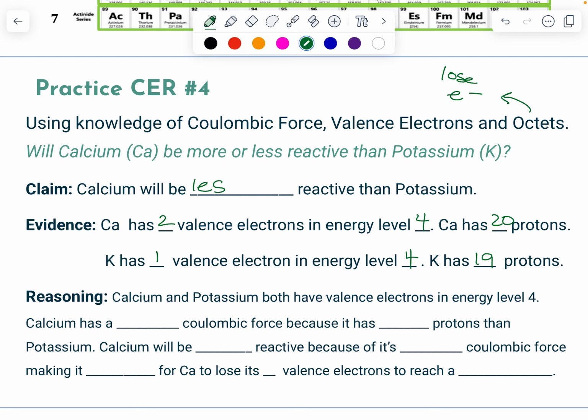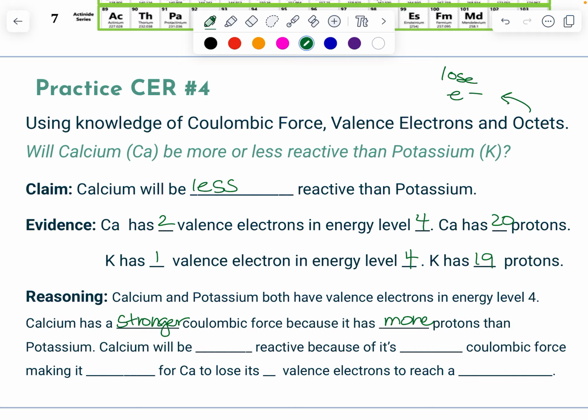less reactive. And that's because our calcium has more valence electrons that it needs to lose to get to that octet. It has to lose 2 instead of 1. But it also has more positive protons that are going to be holding on to those 2 valence electrons a little bit stronger. So looking at our reasoning, calcium and potassium both have valence electrons in energy level 4. Calcium has a same energy level, but more protons, stronger Coulombic force because it has more protons than potassium.